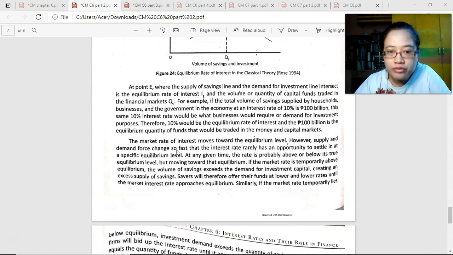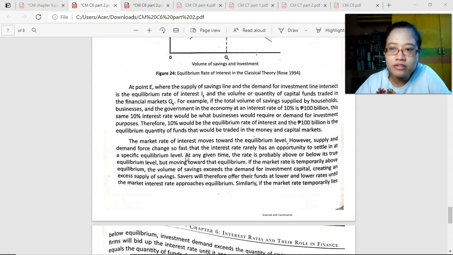However, supply and demand force change so fast that the interest rate rarely has an opportunity to settle in at a specific equilibrium level. So, minsan kasi, di ba, how do you monitor yung pasa-pasa ng pera in the market? Paano mo mamomonitor yung change in the supply and the demand? Okay? So, minsan, masyado siyang mabilis mangyari, hindi agad na i-adjust yung interest rate.